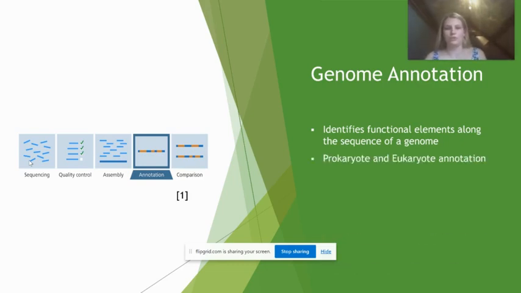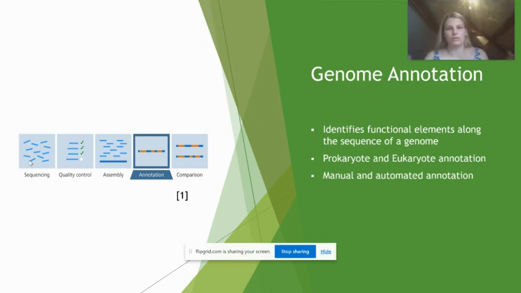So there's prokaryote and eukaryote annotation. With prokaryote annotation, 85 to 90% of the genome is coding. So essentially, it's a very simple genome structure compared to a eukaryote, which seems to be a bit harder to annotate, as only 2% is coding. And there are a lot more complicated regions, such as splice sites, introns, exons, intergenic regions, all sorts. So it makes it a bit harder to annotate the genome.